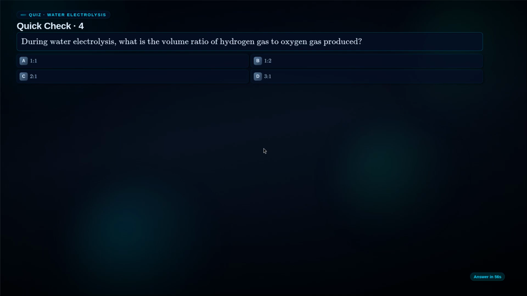Quiz 4. During water electrolysis, what is the volume ratio of hydrogen gas to oxygen gas produced? Option A, 1 to 1. Option B, 1 to 2. Option C, 2 to 1. Option D, 3 to 1.